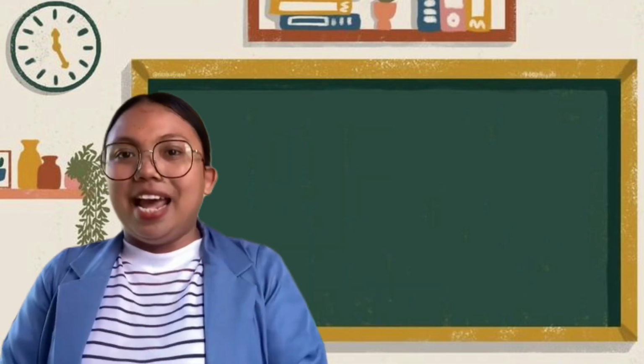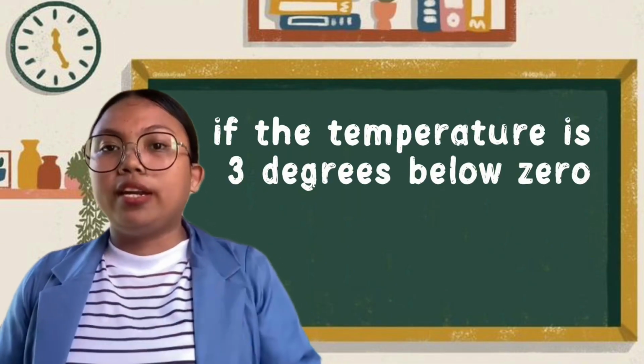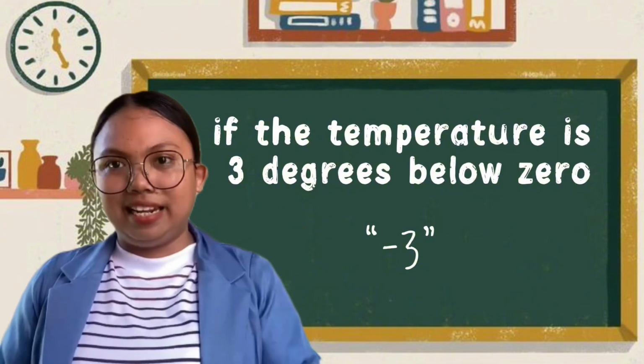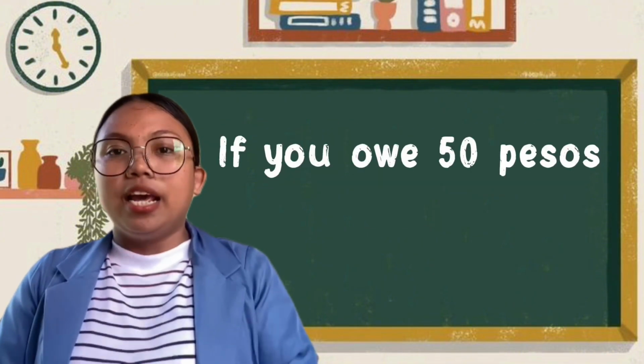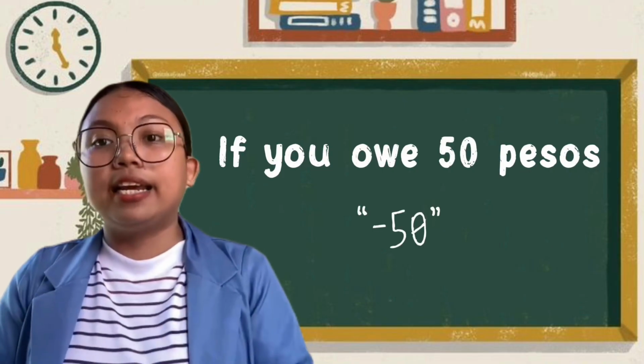Class, have you ever heard in a weather report that the temperature is below 0? That is an example of a negative number. For example, if the temperature is 3 degrees below 0, we write it as -3. Another example, if you owe 50 pesos, it can be represented as -50.